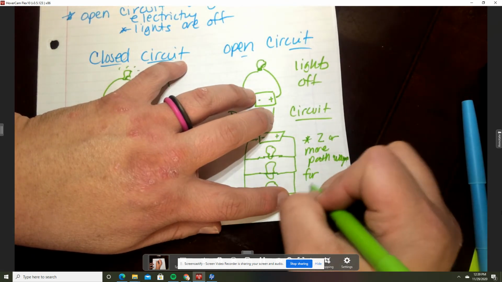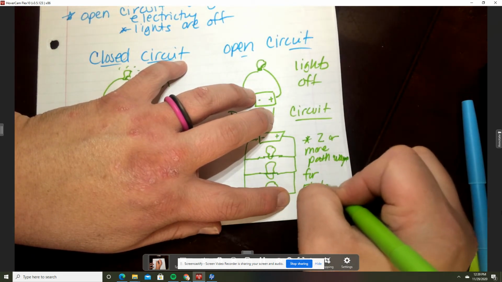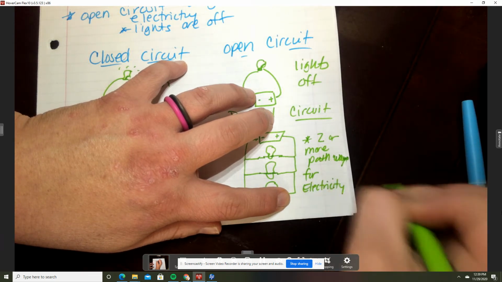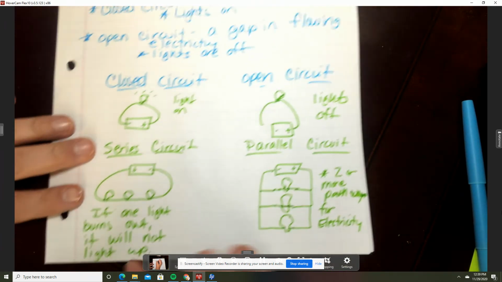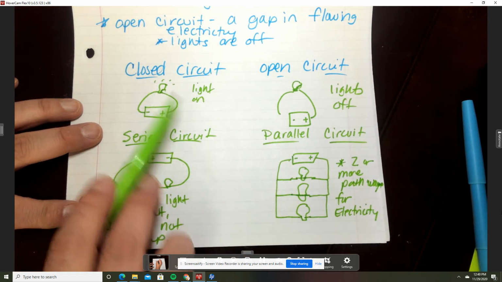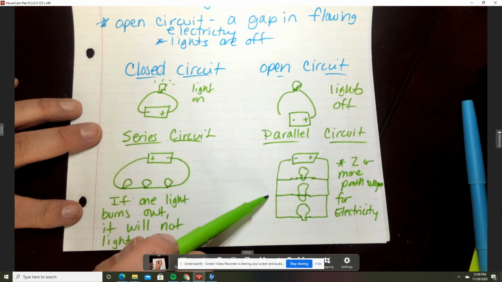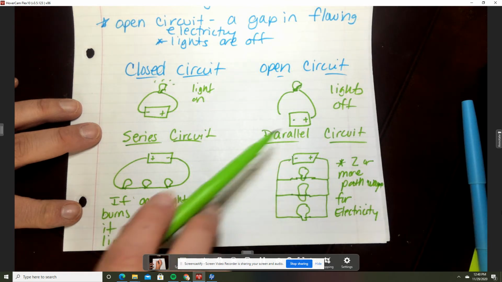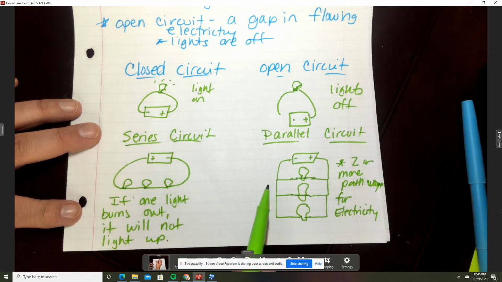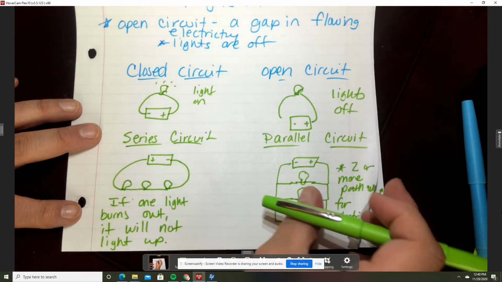Pathways for electricity. Okay. So you can have a closed parallel circuit, meaning that it's on, but there's different pathways for it. And you can have an open, because if you turn off the parallel circuit altogether, it's going to be open. Okay. All right, let's move on.